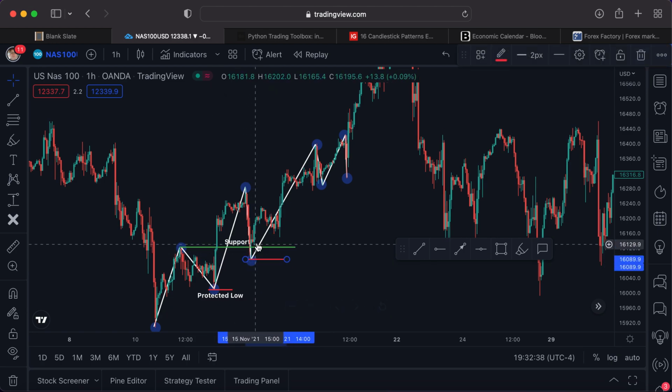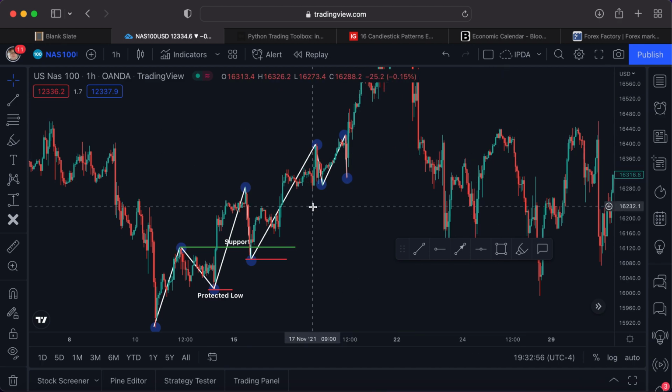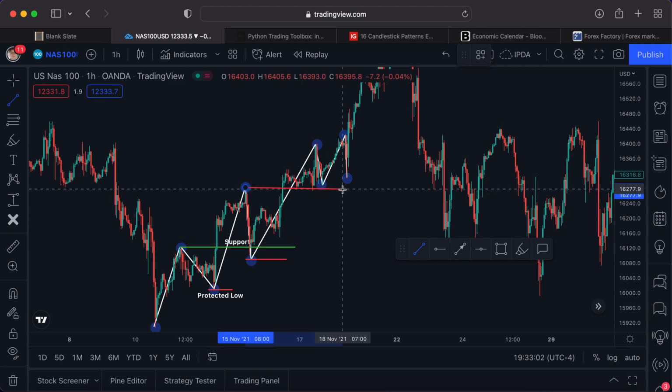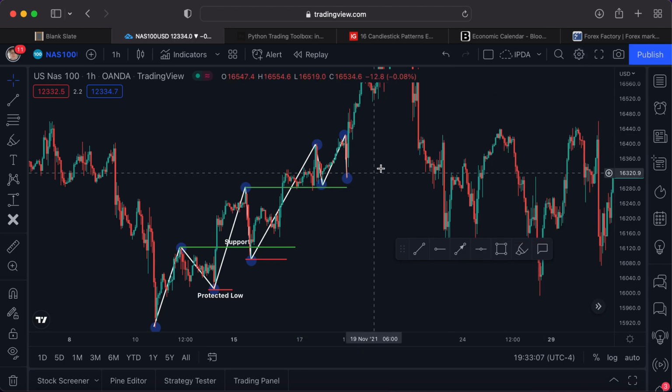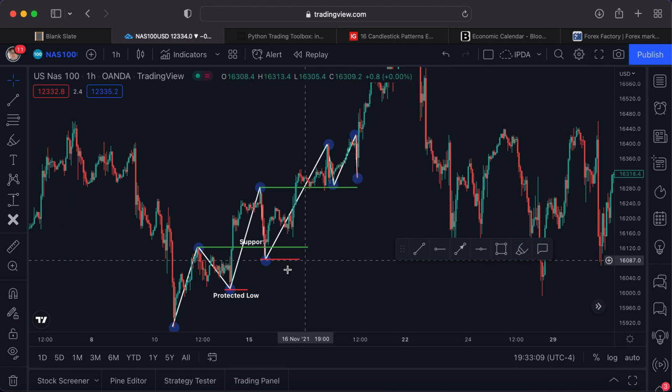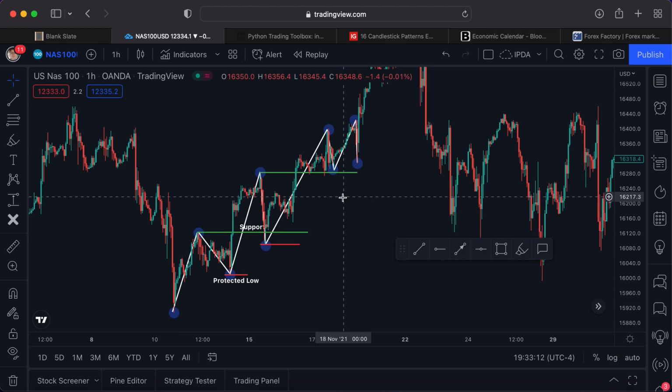Sometimes the market will come down and sweep, kind of like how it did here. First came up and then it came back down to sweep. But once it's established this strong move up above, we know for sure that this is a protected low inside of the price action. So if we go ahead and we mark our support, right, you can clearly see that the market continued to respect this theology of price action, right?